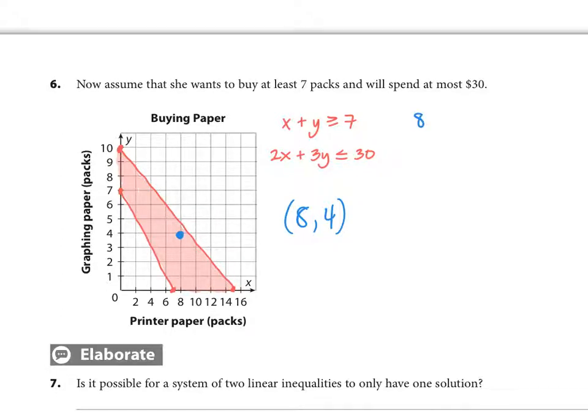Just to check on our inequalities, is 8 plus 4 greater than or equal to 7? Yes. And is $16 for the 8, 2 times 8, and then 3 times 4, less than or equal to 30? And that's also a yes. So 8 comma 4 is a solution in this case.